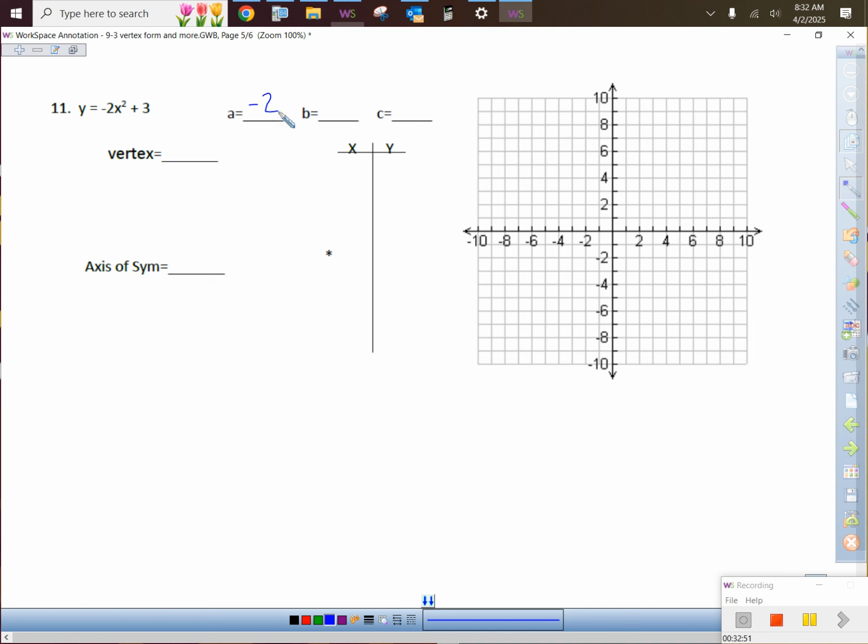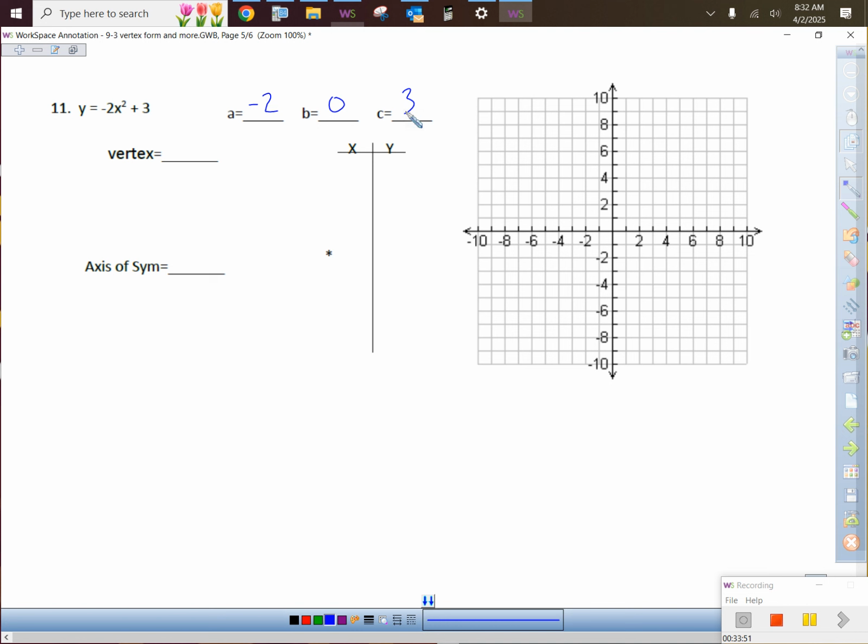So there are, let me see if I can do this. There are no x's. Who is B? 0. You with me on that? Who's the C value? 3. I want to make sure we're cool on that because that's our first very strange one, right? It is a parabola, but there were no x's, right? So that means the B is 0.